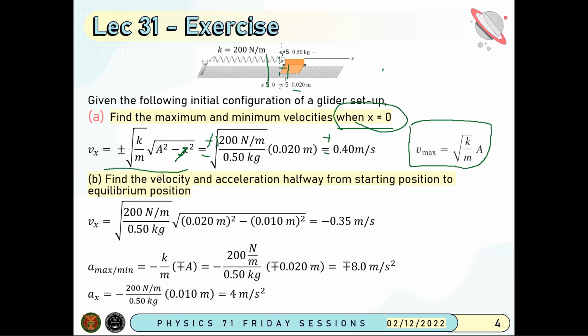Now, for letter B, find the velocity and acceleration halfway from starting position to the equilibrium position. Okay. Ang starting position natin is yung amplitude, yung max amplitude, which is 0.02. Halfway, so paano natin kukunin yung halfway? So, ito yung x equals 0. Ito yung equilibrium position. Yung maximum amplitude niya ay 0.02. Right? So, halfway, we know that halfway is at 0.01.